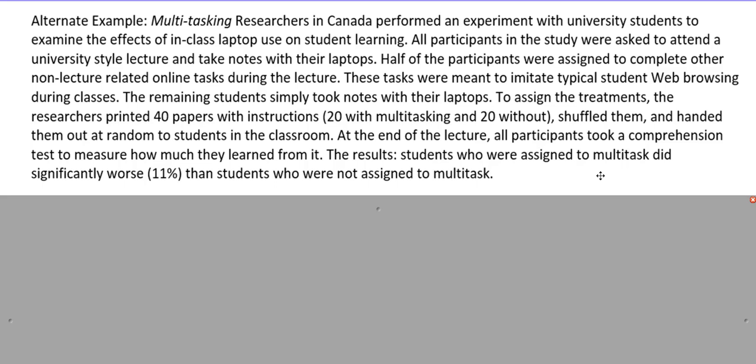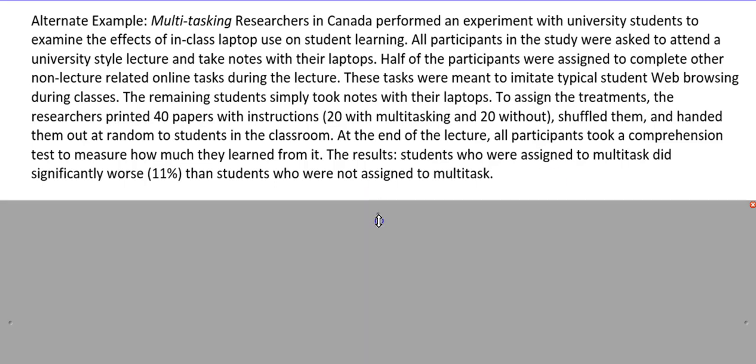At the end of the lecture, all participants took a comprehension test to measure how much they had learned from the lecture. The result: students who were assigned to multitask did significantly worse, 11% worse, than students who were not assigned to multitask. So let's first look at the issue of comparison.